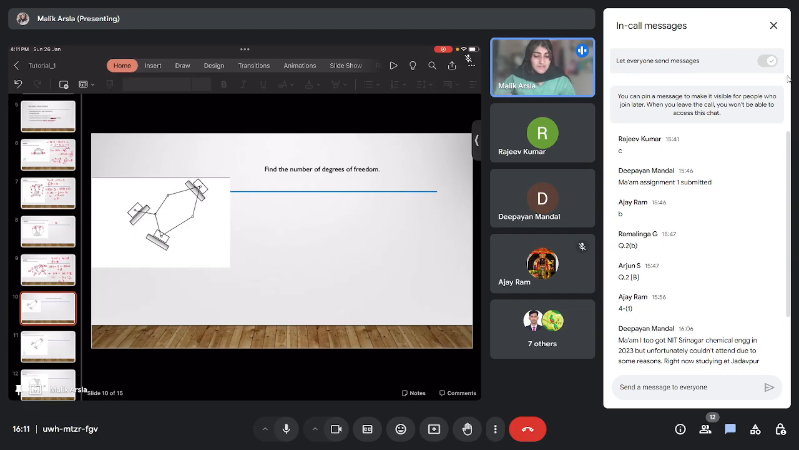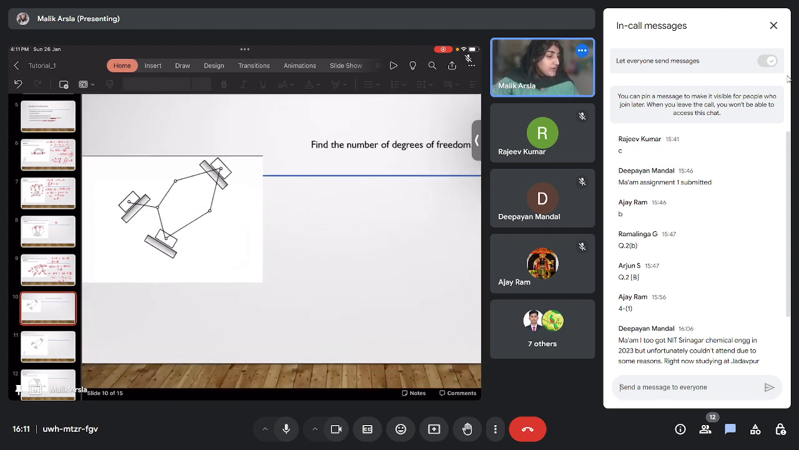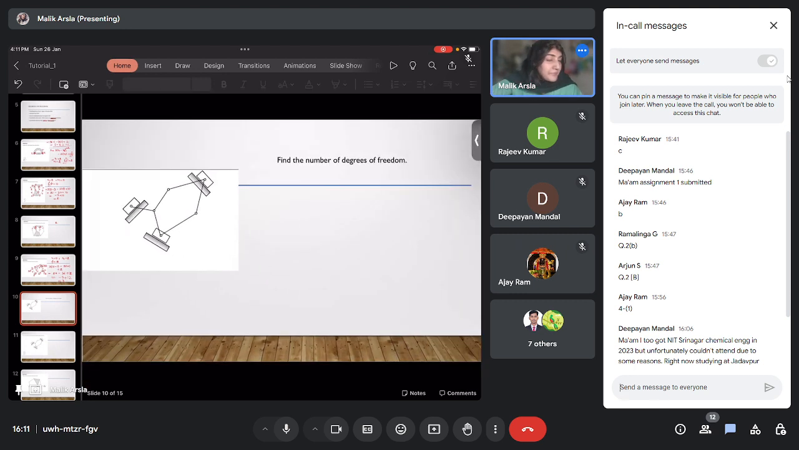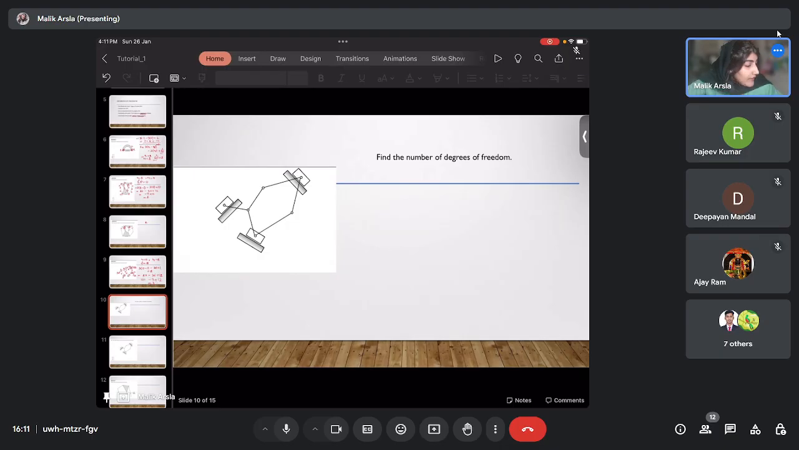Okay, let's do it together. Now, wait a minute. First we count the number of links. So this fixed link, let me call it 1. Okay.